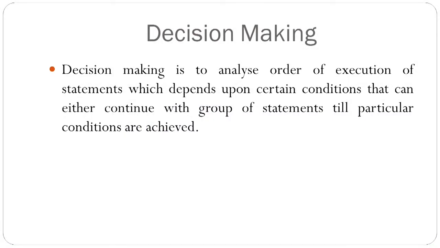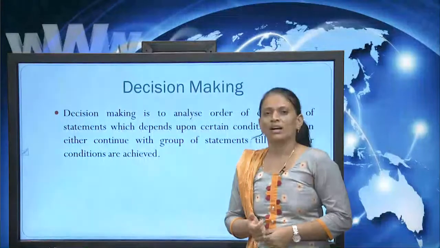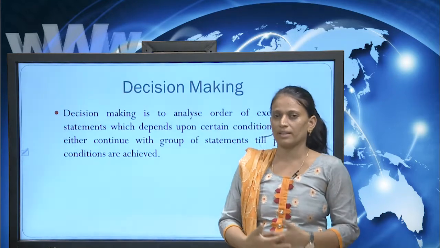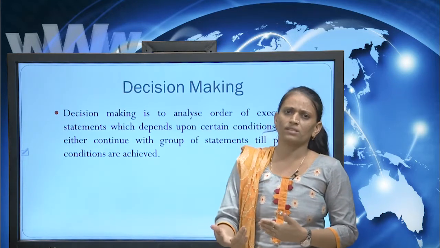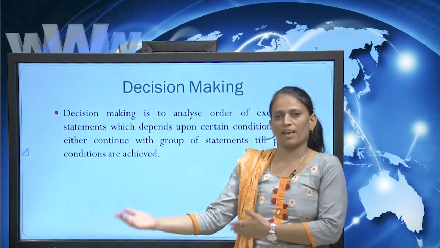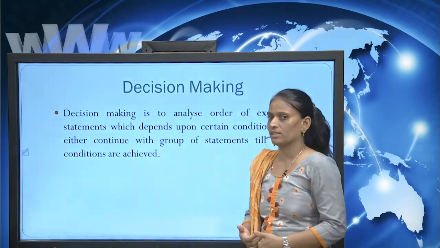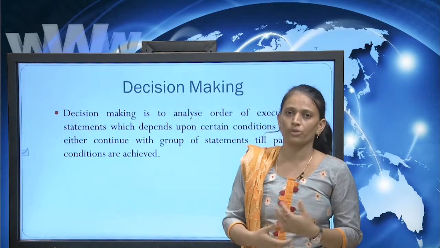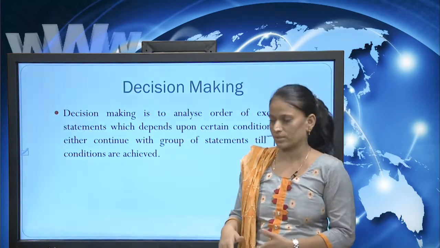What is decision making? Decision making is to analyze the order of execution of statements, which depends upon a certain condition, that can either continue with a group of statements till the particular condition is achieved. In certain cases, if the condition is satisfied, then the block of code will be executed. In certain cases, till the condition is achieved, the specific block of code will be executed continuously.